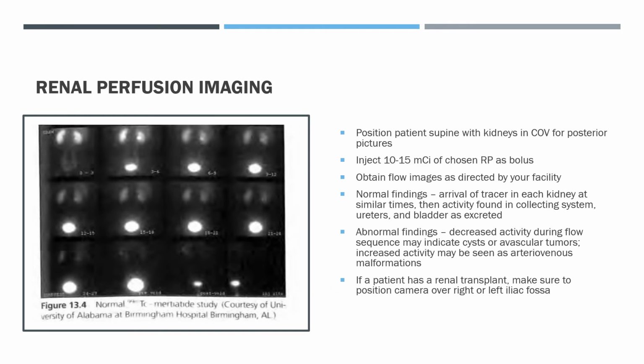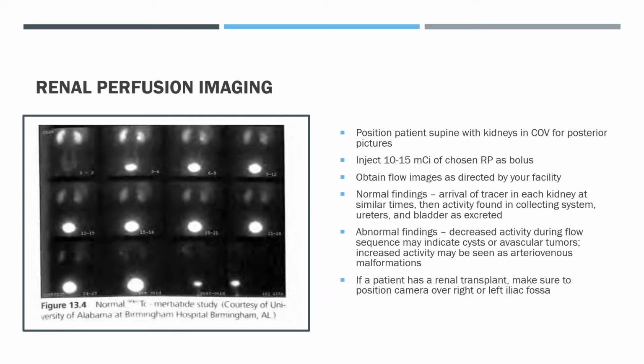And then first we start with renal perfusion imaging. So what we're going to be doing here is for the patient, you're going to position the patient supine with the kidneys in the center of view for posterior pictures, and then you'll inject 10 to 15 millicuries of your chosen radiopharmaceutical as a bolus using the bolus method, and then obtain flow images as directed by your facility.